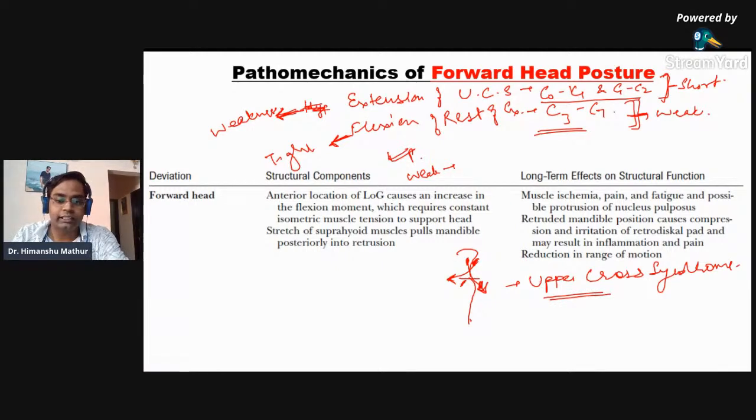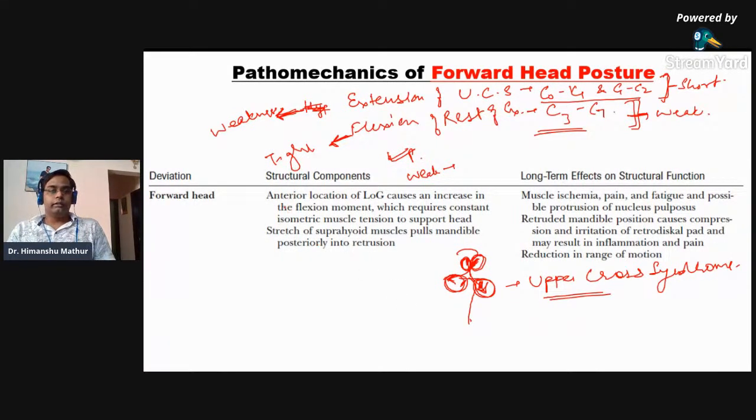So there is a tightness in the extensors of the upper cervical spine and the pectoral muscles. There is a weakness in the deep neck flexors along with the retractors of scapulae. Fine, so always remember this important thing.